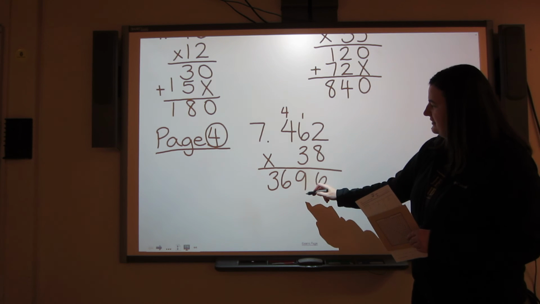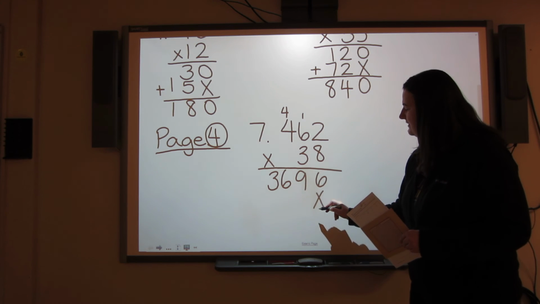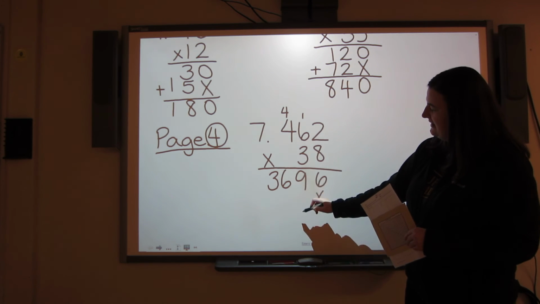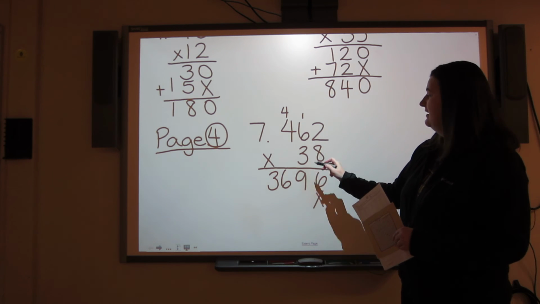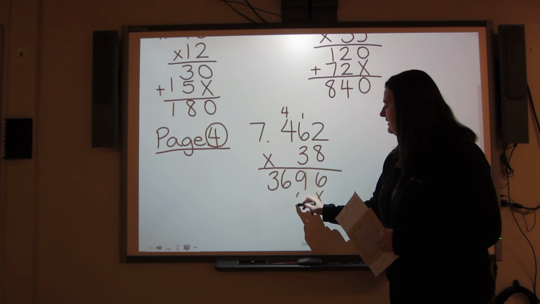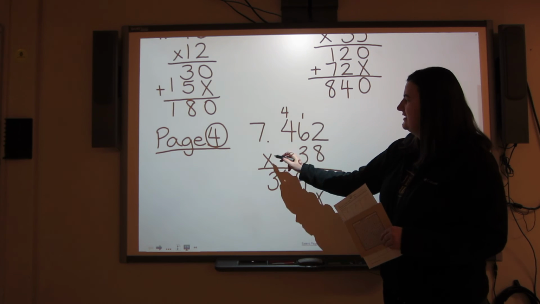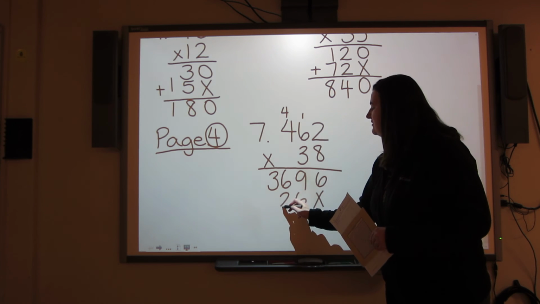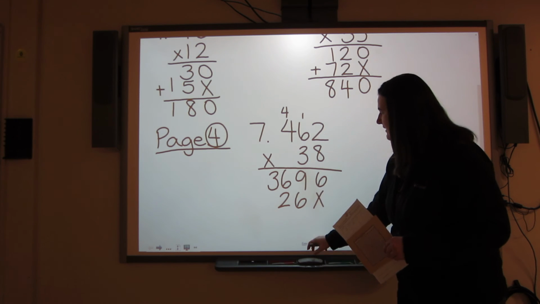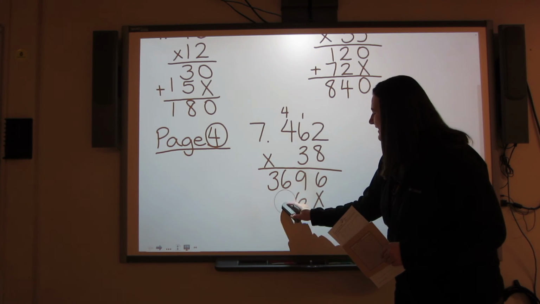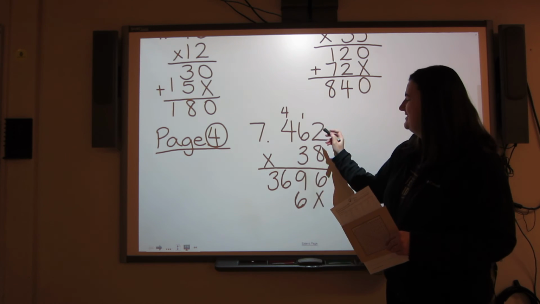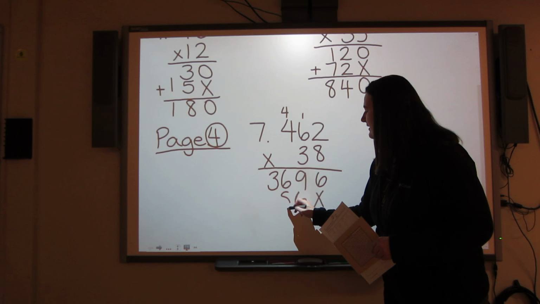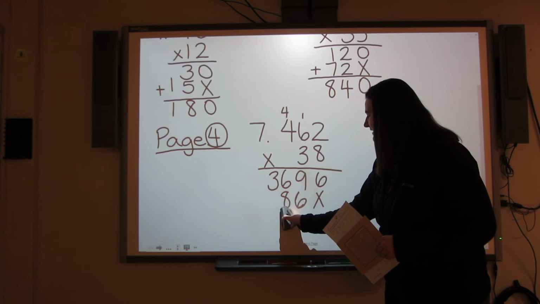Now I move to the 3, so I put an X because my 3 answers must start directly under the 3. 3 times 2 is 6. 3 times 6 is 12. No, I'm sorry, that's wrong. 3 times 2 is 6, but 3 times 6 is 18. Plus the one that I carried is 19.